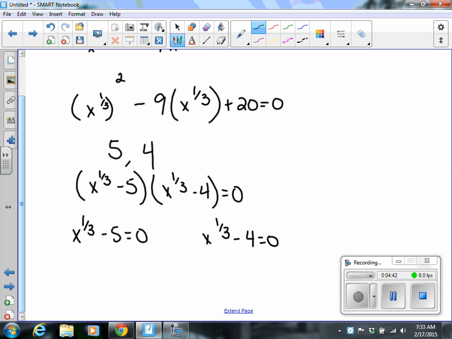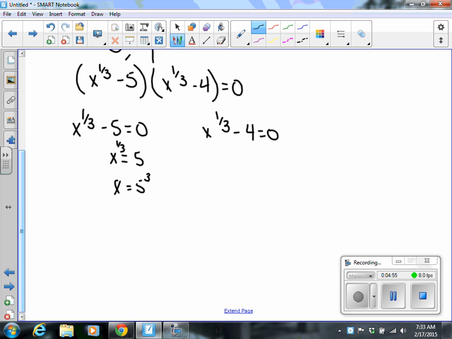And solve for x. So I move the 5 over. To get rid of that 1/3, I'm going to take it to the power of 3. Remember how I said when we were trying to get to that 2/3, you'd multiply? So it'd be 3 times 1/3 gives you x to the first. So x then equals 125.